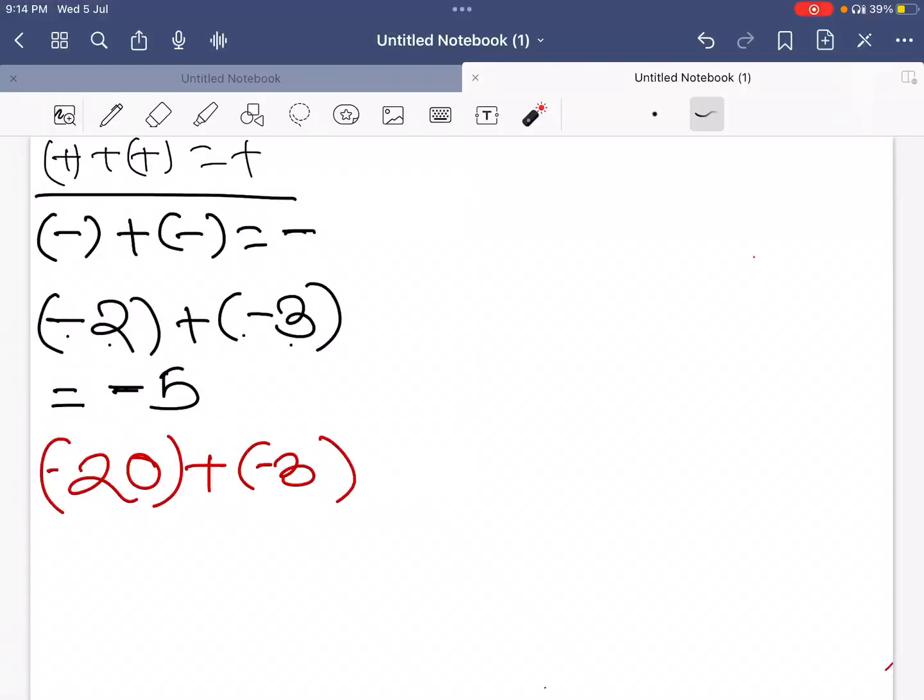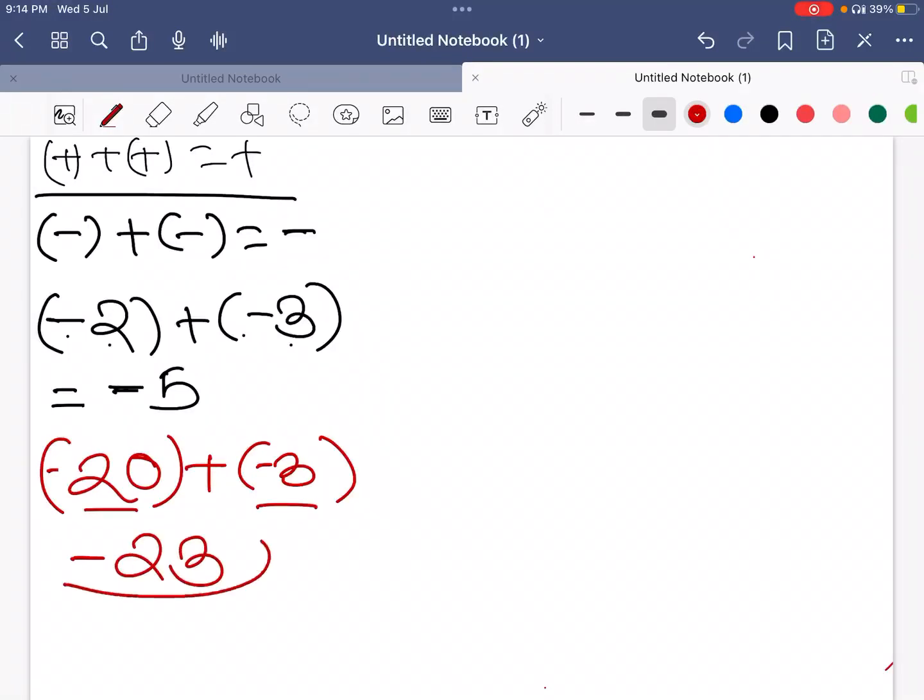So as per the previous case, the sign of the answer is also negative, and simply we have to add these two numbers. So 20 plus 3, the answer is 23, minus 23 is your answer. Even if you want to try, just try similar types of examples.